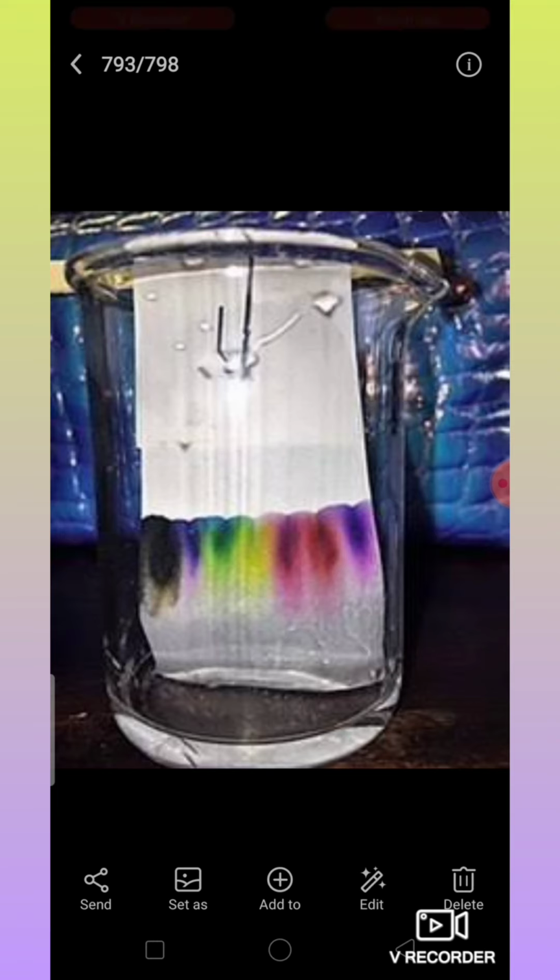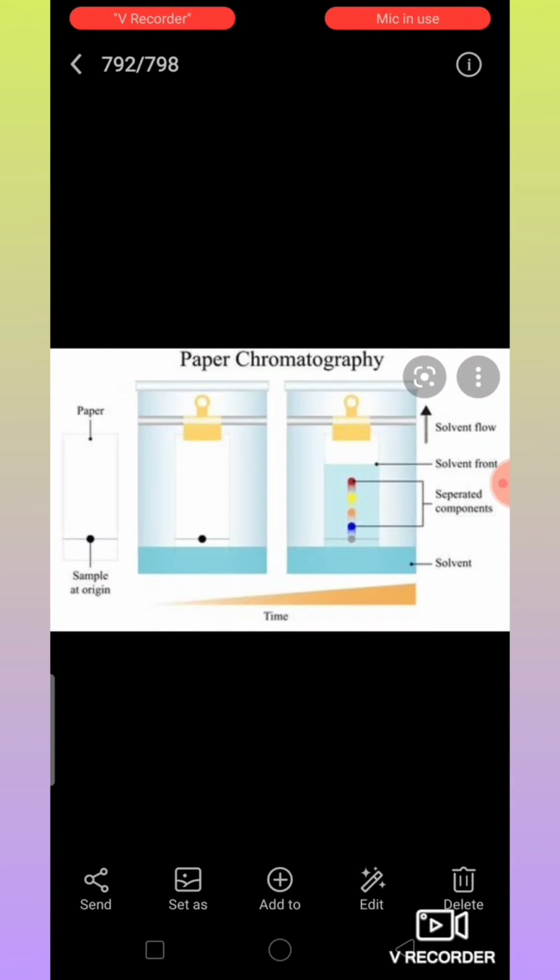Now move on to chromatography. Chromatography is also a separation technique. It is used to separate different components of a mixture based on their different solubilities in the same solvent.